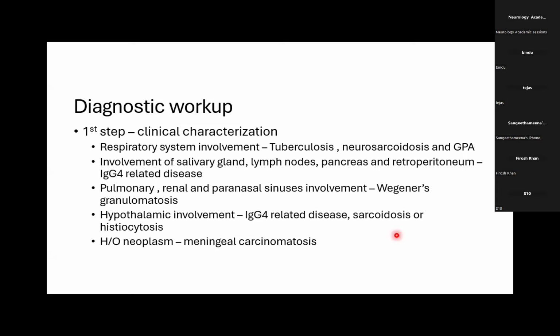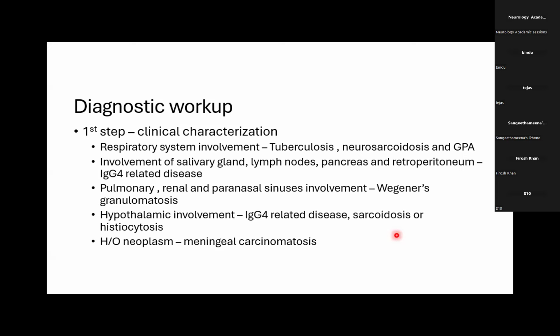Then with involvement of the salivary gland, lymph nodes, and pancreas, we should think of IgG4 related disease. And if there is predominant pulmonary, renal, and paranasal sinus involvement, that is upper respiratory tract involvement, pulmonary hemorrhages and renal failure, then we should suspect Wegener's granulomatosis.